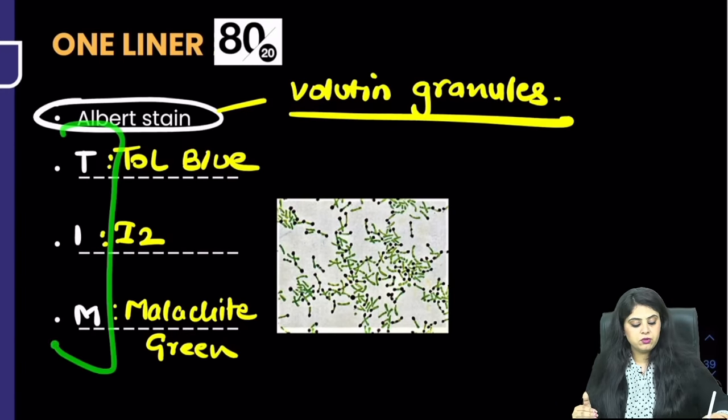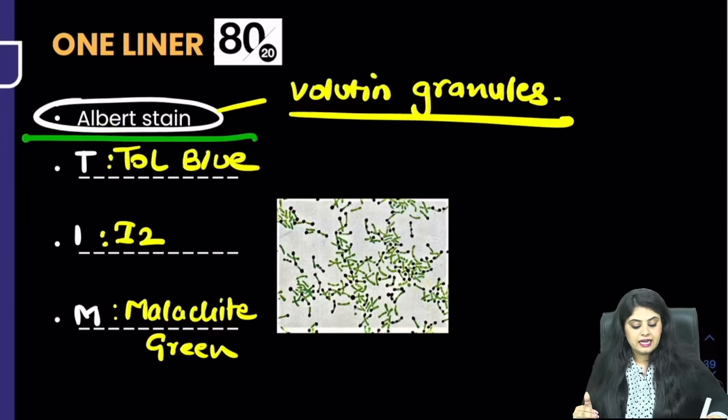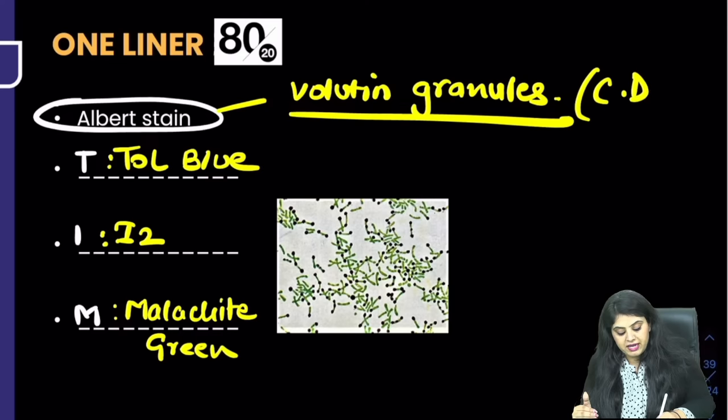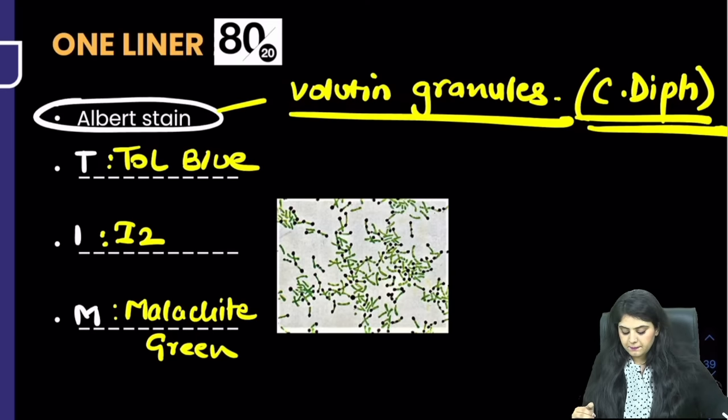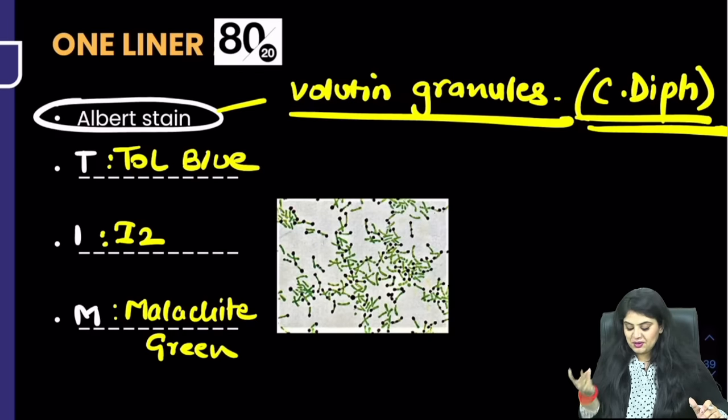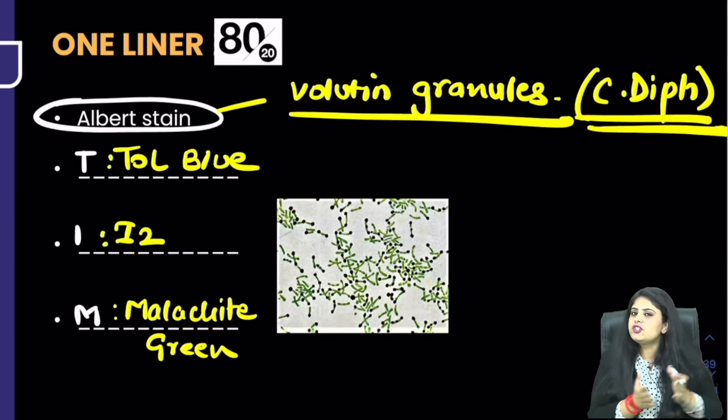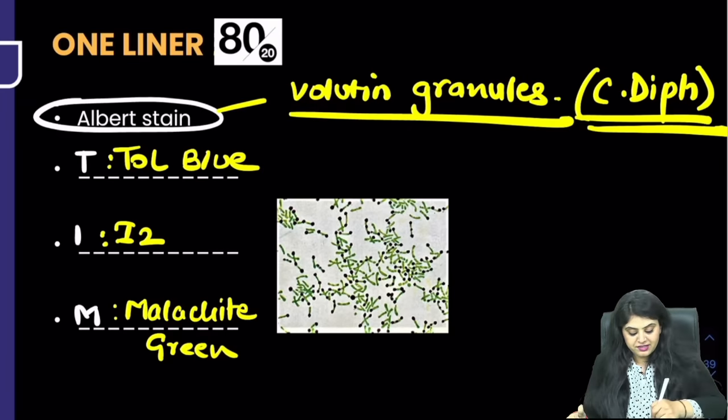Okay, so toluidine blue, iodine and malachite green. That is for Albert staining, and that is for volutin granules. Which bacteria are we talking about? We are talking about Corynebacterium diphtheriae. Okay, very good. Many of you have given me answers on the composition and the other stains, things that we just discussed 10 days ago. So that's why I'm not repeating, but I'm so happy that you guys remember it.